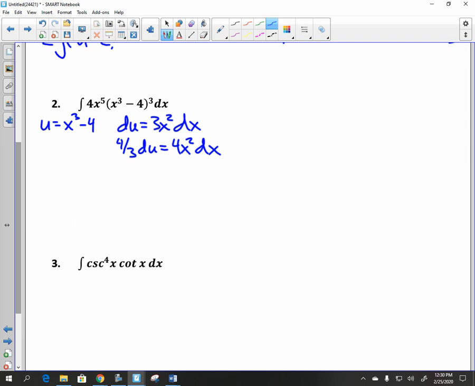So this whole 4x to the 5th thing, I'll write it as 4x squared times x cubed. So I now have 4/3 integral du. What do I cross off?